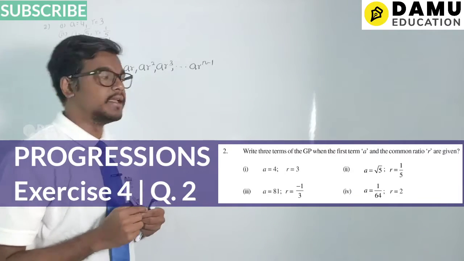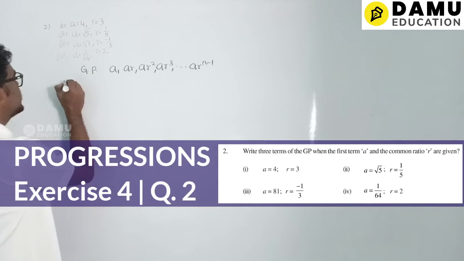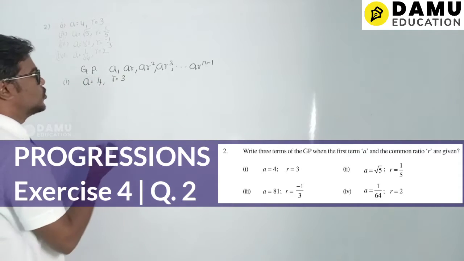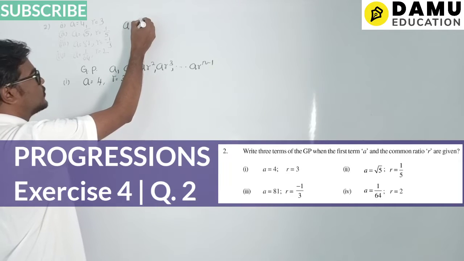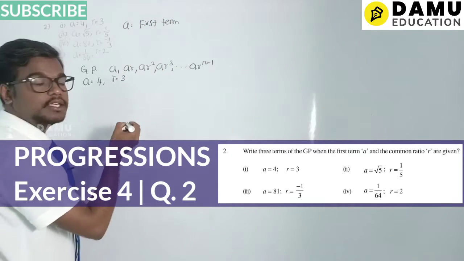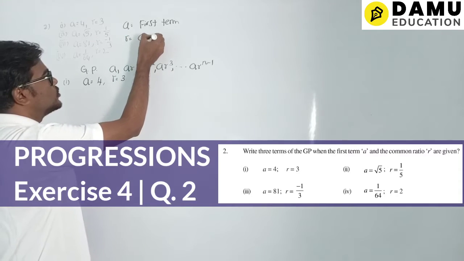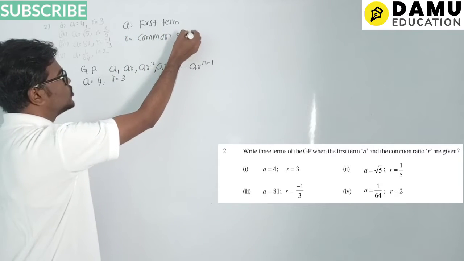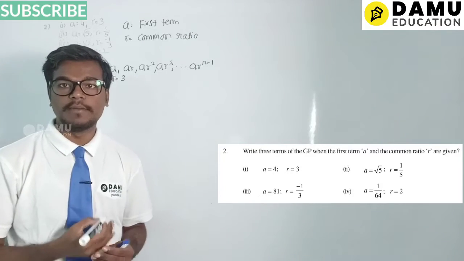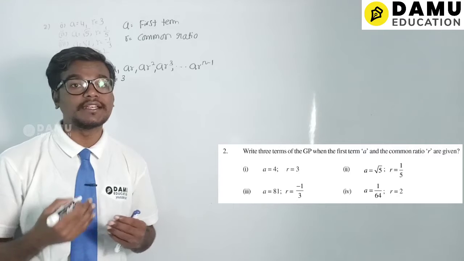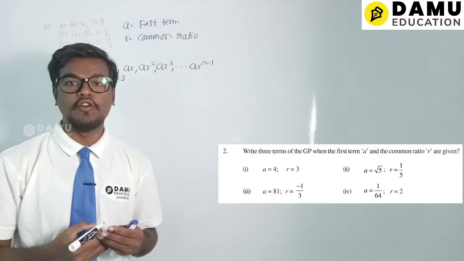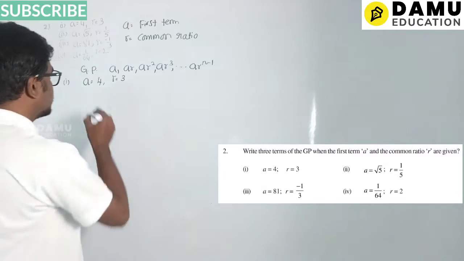Let's take the first one, where A is equal to 4 and R is equal to 3. A is the first term, and R is the common ratio. The common ratio is the division of A2 by A1, not like common difference. So A3 by A2, A4 by A3, A5 by A4. This is the sequence. So these are the terms.